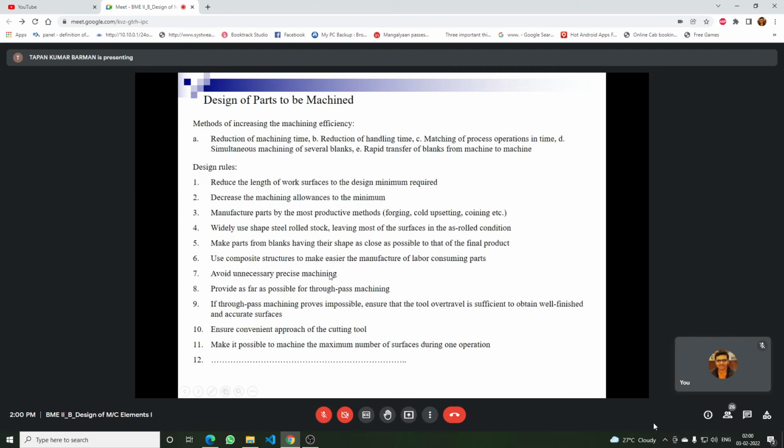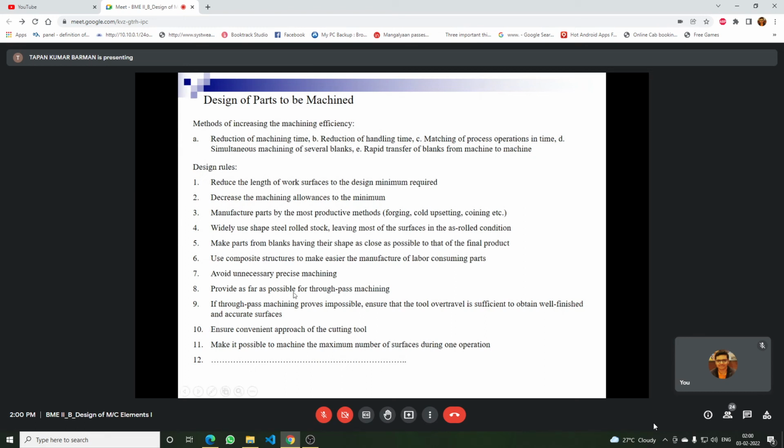Avoid unnecessary precise machining. It is not possible to do the machining operation very accurately for all the components. If there is no functional requirement for precise machining, then you should not go for this. For a bearing, yes, it is true that you have to do precise machining, but otherwise, if it is not required, you should not go for precision machining. If you go for precision machining, then both time and cost will increase.